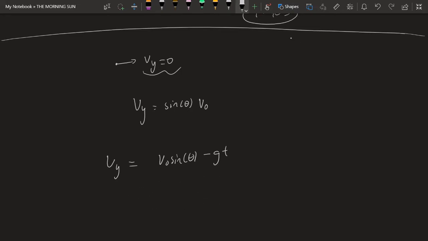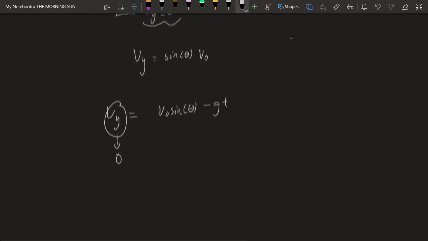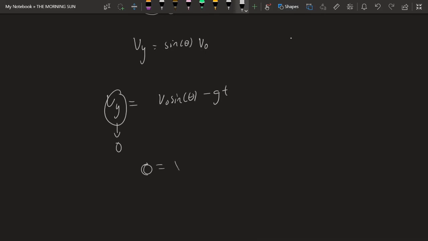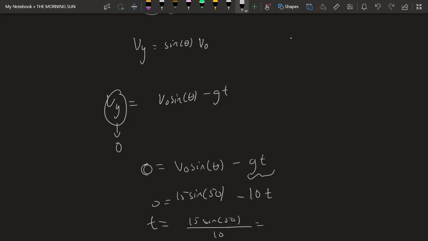So when you're at y max, your final velocity equals 0. So 0 is equal to v0 sine theta minus gt. Now g is 10, v0 is 15, sine theta is sine 50, and we literally need to find the time. So here we go. The time is equal to 15 sine 50 over 10. Using a calculator, we should get 1.15 seconds. There we go.